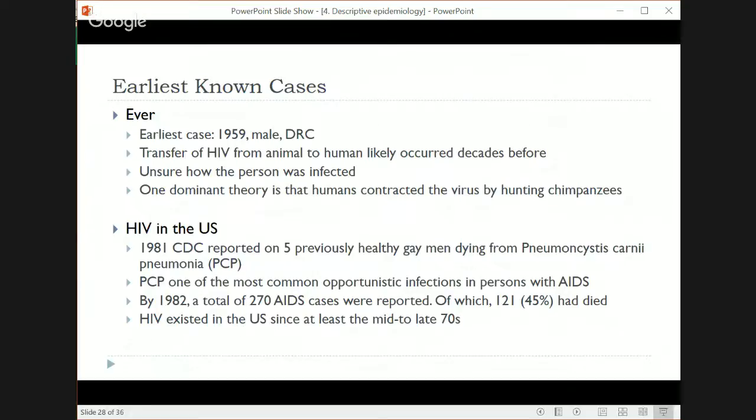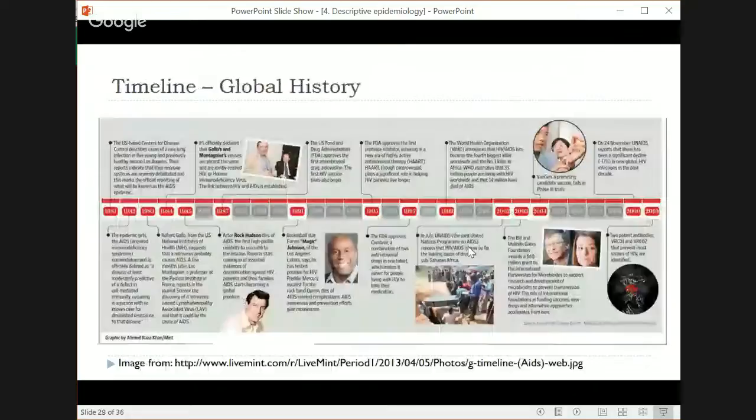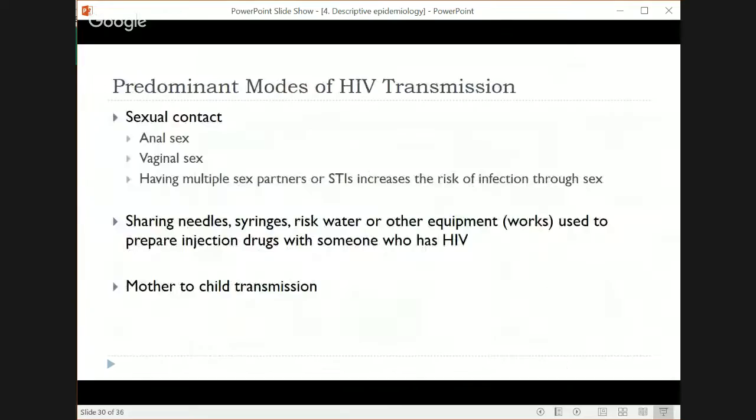HIV is now known to have existed in the US since at least the mid to late 70s. The earliest case we know is from 1959 in the Democratic Republic of Congo. In the US, the earliest cases we know of are in the mid 70s. This is a bigger timeline. If you guys are interested, I think it's probably easier to pull it up on your computers at home in view. So what are the modes of HIV transmission?